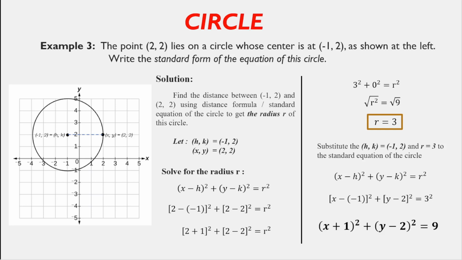So simplifying further, x minus -1 is x plus 1. Then 3 squared is equal to 9. So we can say that the standard equation of the circle in the given problem is the square of x plus 1 plus the square of y minus 2 is equal to 9. So this is now the standard equation of the circle.